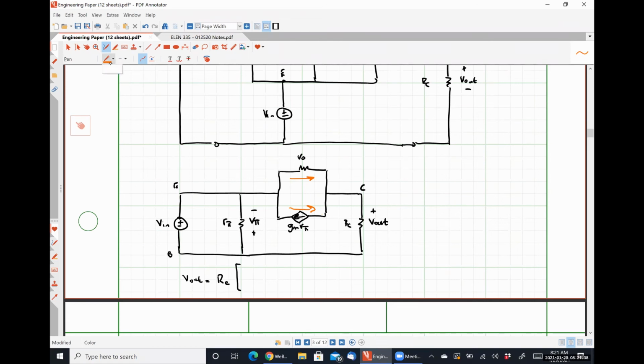So for the topmost current, that is simply Vn, the voltage at the left-hand node of that resistance R naught, minus V out divided by R naught. Easy enough. And then I'm also going to have negative gm multiplied by V pi, representing my bottom current branch, where V pi is exactly equal to negative Vn.